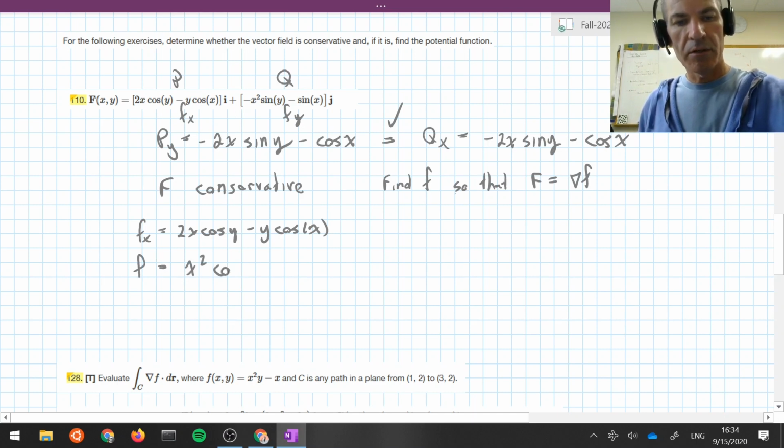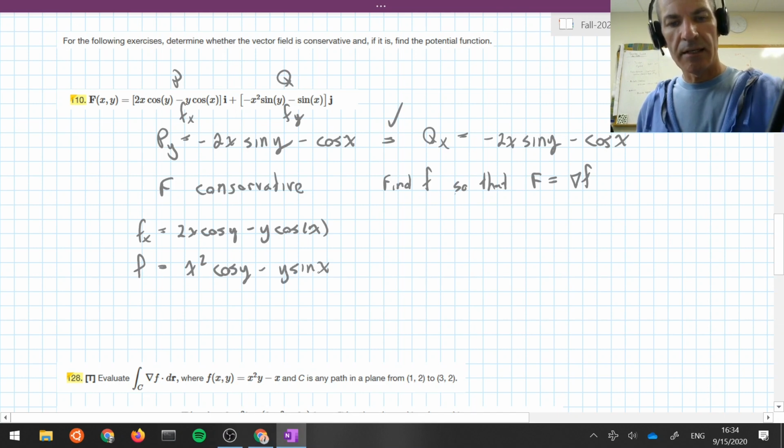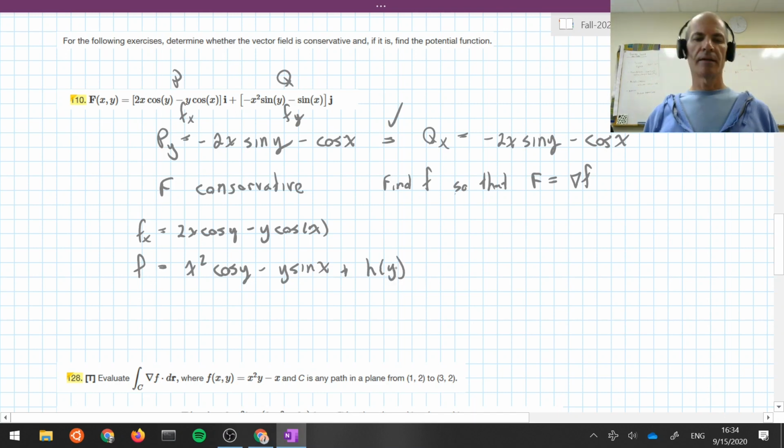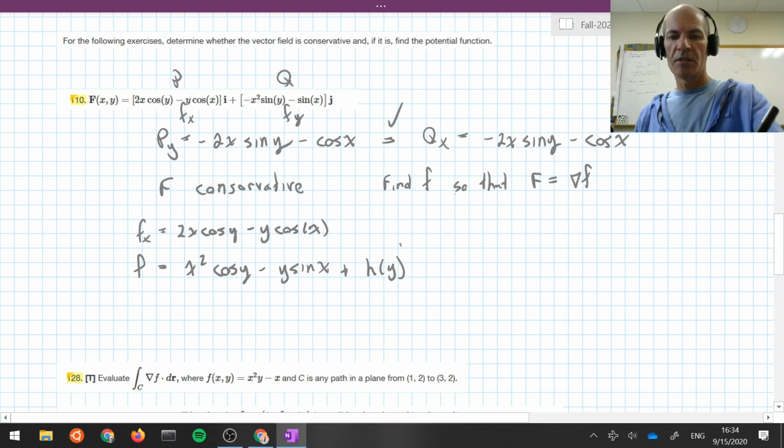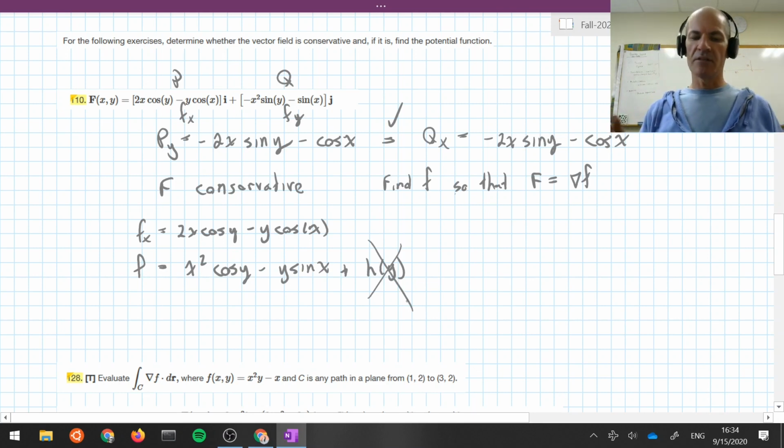x squared cosine y minus y sine x plus some constant that depends on y, because we're integrating with respect to x. Another way to think about this is if I differentiated this with respect to x, this piece would go away because it has no x dependence, and we would be right back where we started.